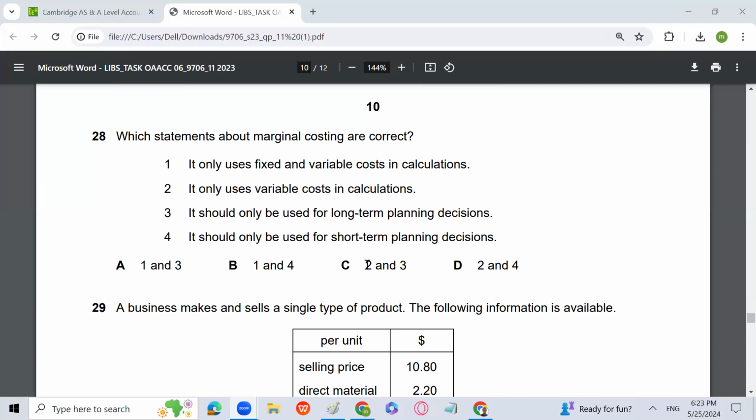So when marginal costing, we take that only variable cost will be taken as part of product cost. So we are talking about production cost. So for production cost, we take only variable cost in calculation. And for short-term planning decision, that is already there, which is a part of the question.